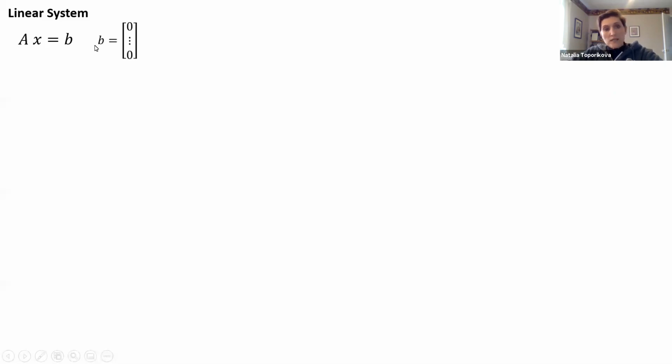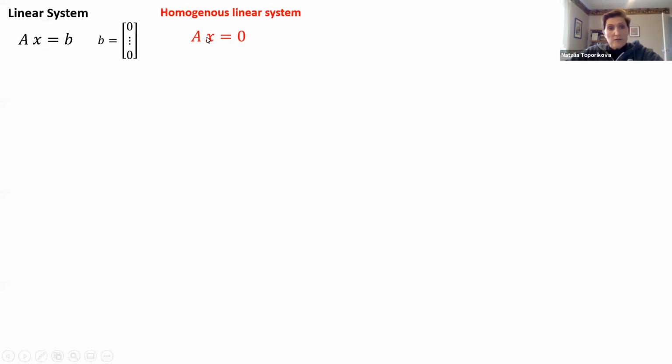Last time we were talking a lot about the vector b, and we discovered that not all values of vector b necessarily guarantee a solution. So what if we look at the simplest possible vector b? It's a trivial vector consisting of 0. Would we be guaranteed to have a solution in this case?